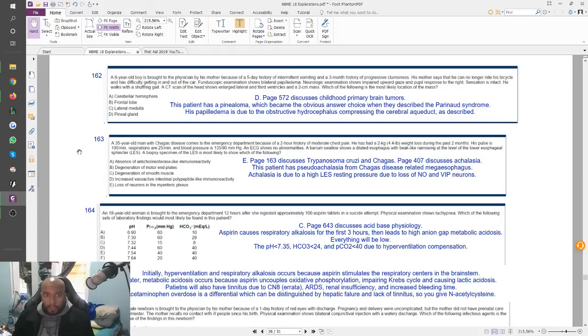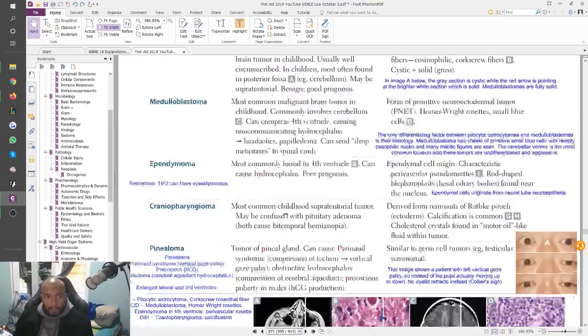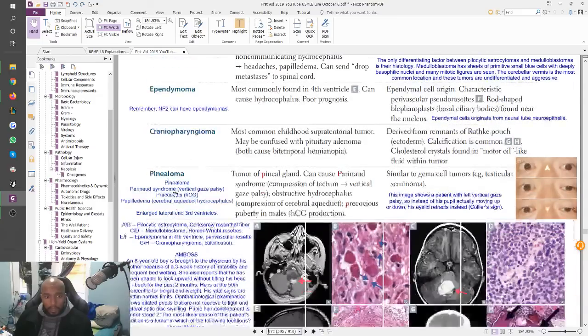Because a mass in the pineal gland would lead to the CT scan findings in this patient of enlarged lateral and third ventricles, because you end up compressing the aqueduct of Sylvius. I didn't even write that here, but you definitely want to be able to memorize that. Not even memorize, deduce that, right? You should be able to think about that. So let's take a look at 572, pinealoma, right? I wrote over here.